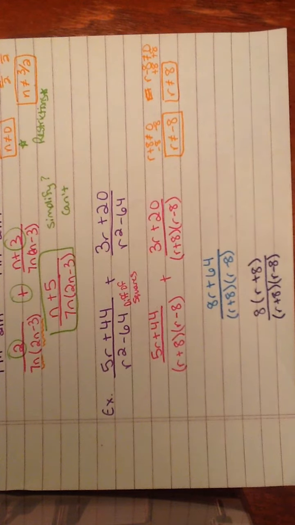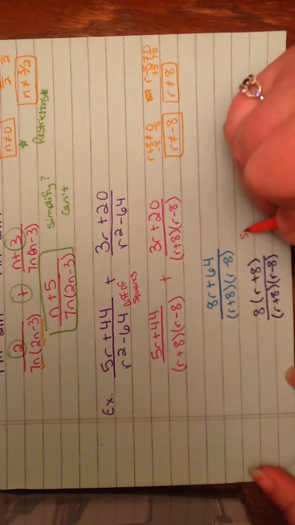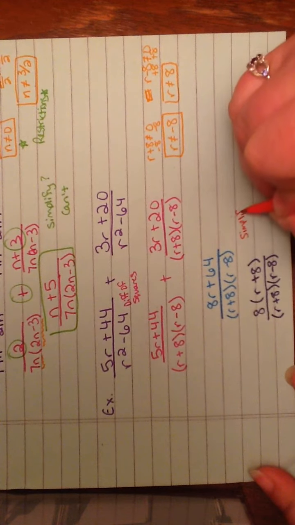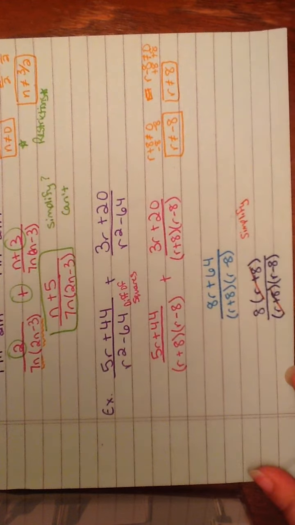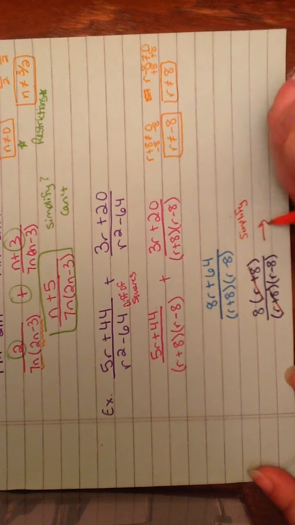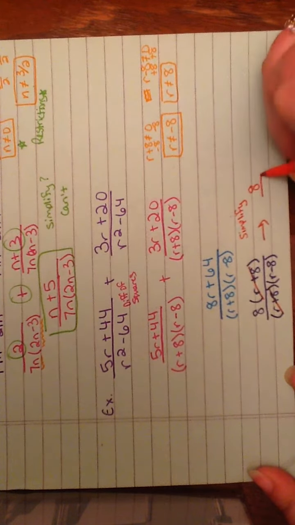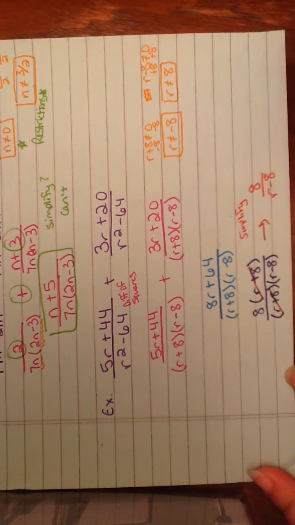Now if you look closely at this numerator and denominator, you'll notice that there's something we can cancel. So this is where we are simplifying. So can I simplify? Yes, there's an r plus 8 in both the numerator and the denominator, so I can get rid of that. So my final answer is 8 divided by r minus 8.